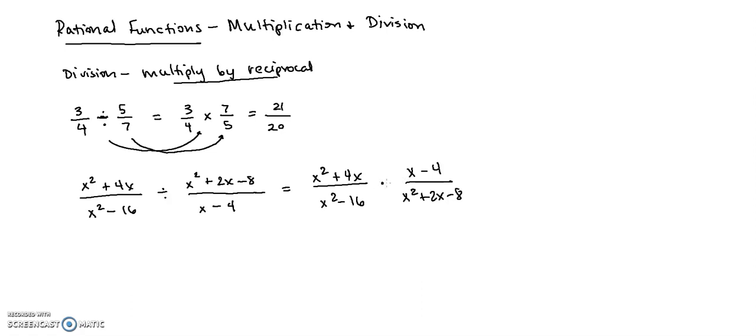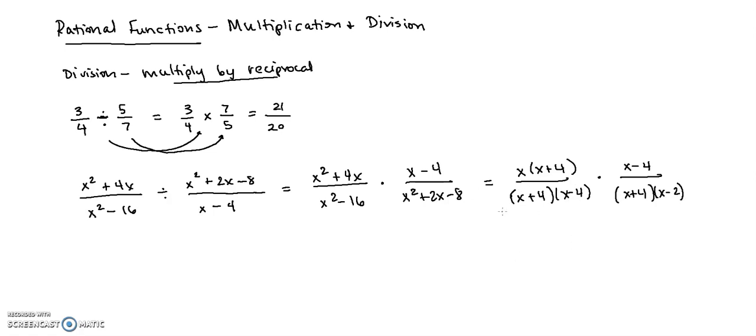Now we're in multiplication, so we want to factor and look for things that simplify. Let's factor everything. The first one has a common factor, so we take out an x. On the bottom, we've got a difference of two squares, so we've got x plus 4, x minus 4. Over here, we've got x minus 4. On the bottom, we need factors of 8, so 4 and 2 should work. We've got x plus 4, x minus 2. They multiply to be negative 8, and they add to be positive 2.